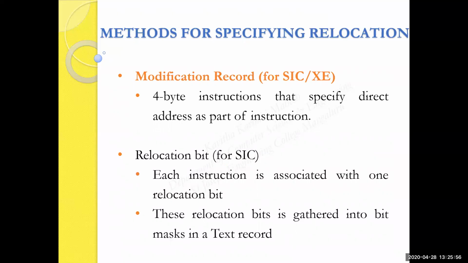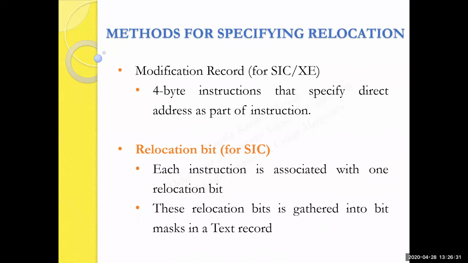Apart from this modification record technique, we will be discussing in this section an alternative scheme for specifying relocation, namely the relocation bit technique, considering SIC programs, wherein instead of using the modification record technique, each instruction is associated with a relocation bit, which indicates whether the instruction requires modification or not. Before discussing in detail the relocation bit scheme, we will just refresh the modification record approach for specifying relocation as a part of object program.